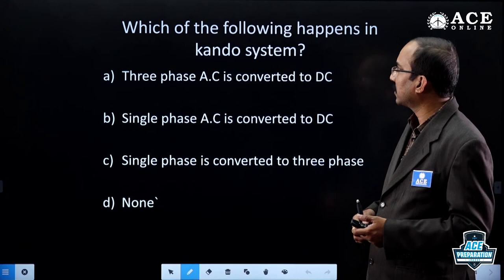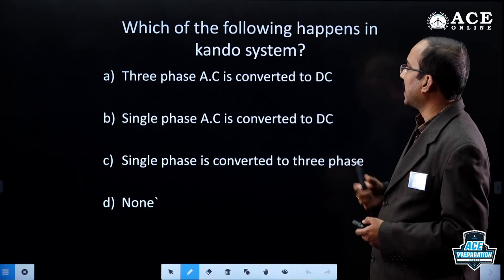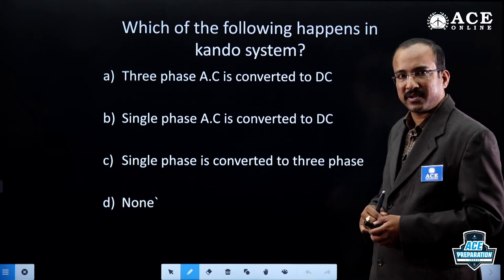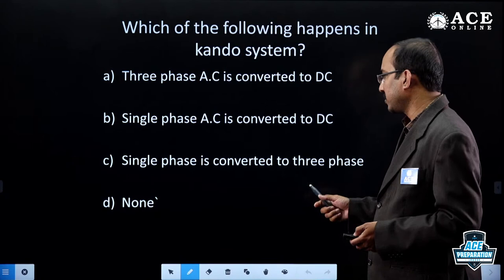Coming to the last one. Which of the following happens in the composite system? Three phase AC is converted to DC. Single phase AC is converted to DC. Single phase is converted to three phase. None. Okay.